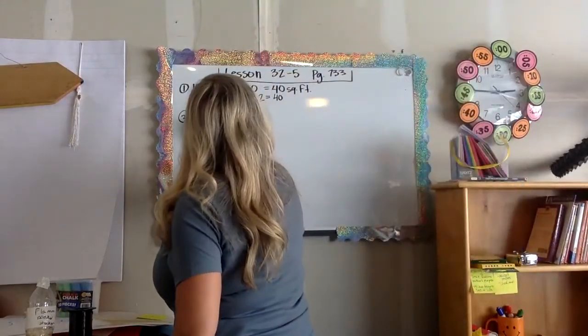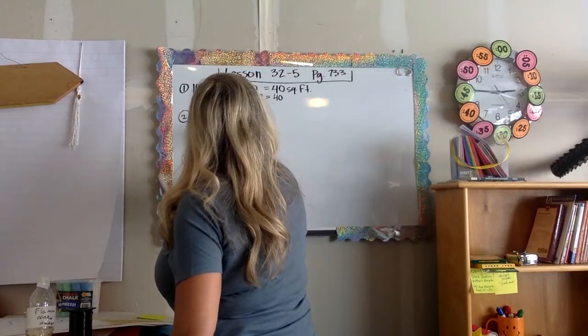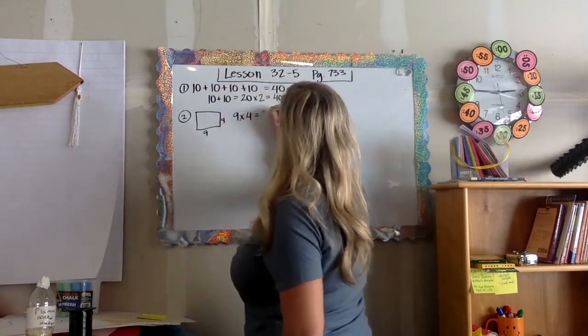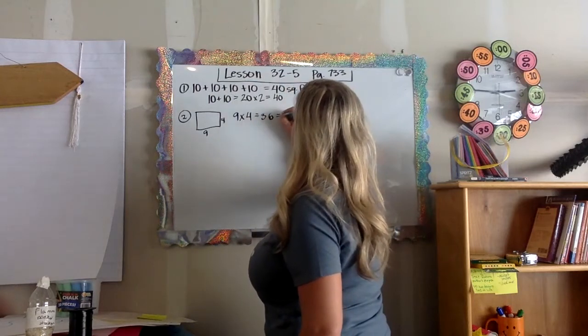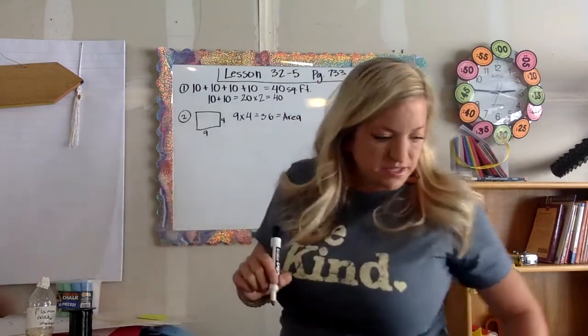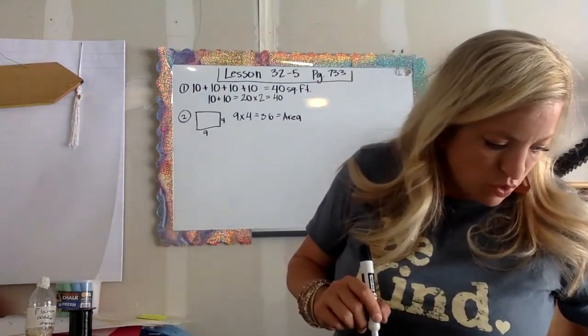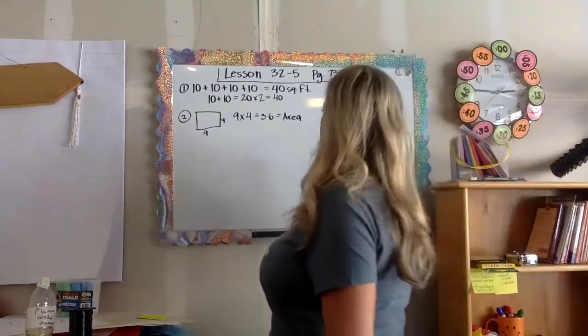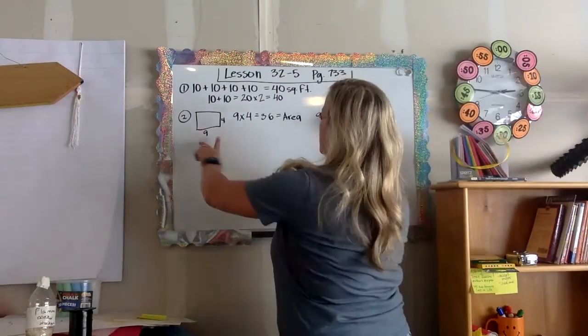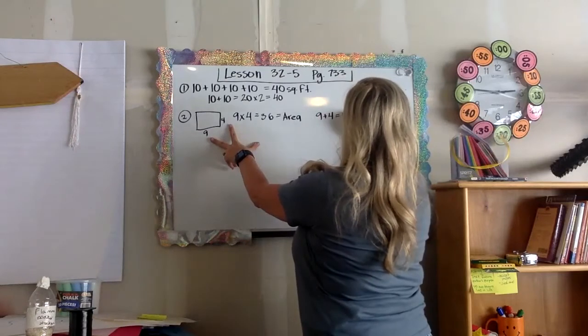So she's doing 9 and 4. To find the area, I'm going to multiply length times width. 9 times 4 is 36. That is the area. And then I'm also finding the perimeter because we need a different perimeter. So the perimeter is 9 plus 4. I'm going to add up those sides, and that's 13.